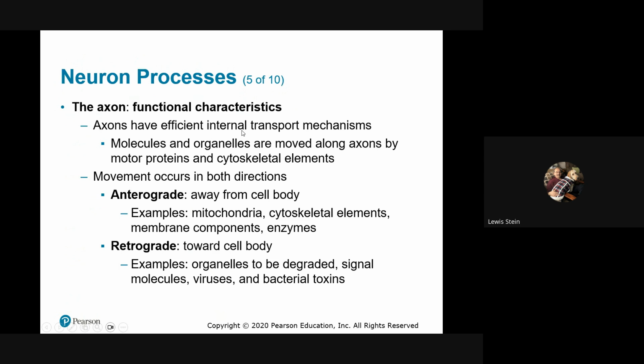The axon. Molecules and organelles are moved along the axon just the way they are in any cell. Motor proteins, microtubules, different tubular pathways, anterograde. Mitochondria, which are down by the axon terminal, cytoskeletal elements that help make those pathways, enzymes, neurotransmitters. The signal is anterograde, going toward the axonal tip. Retrograde, organelles to be broken down, signaling molecules to be recycled.